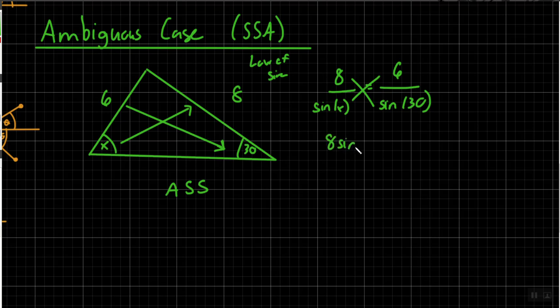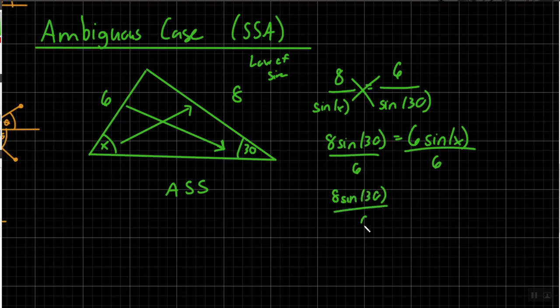8 sine of 30 equals 6 sine of x. Amy, what should I do next if I want to solve for x? Divide by 6, divide by 6. So I have 8 sine of 30 over 6.